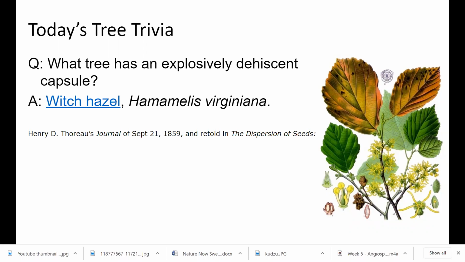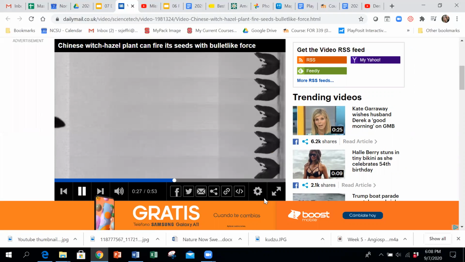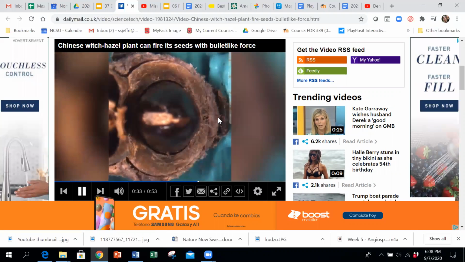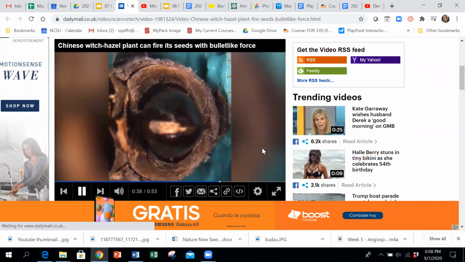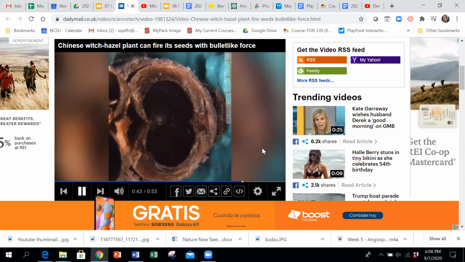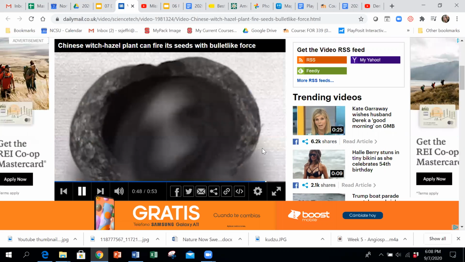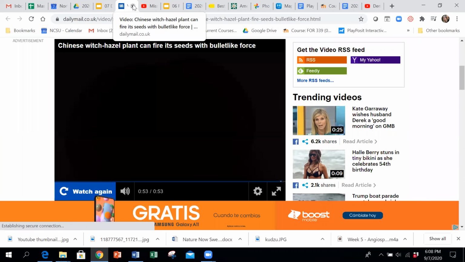And in Henry Thoreau's journal, he talks about witch hazel in 1859, retold in the dispersion of seeds, and launching your seeds quite a way. It's really pretty impressive to see. Here's a time lapse. Right, there's the seed in the center. You can see it's cracking open, popping open really quickly. And there they go. All right, very cool.